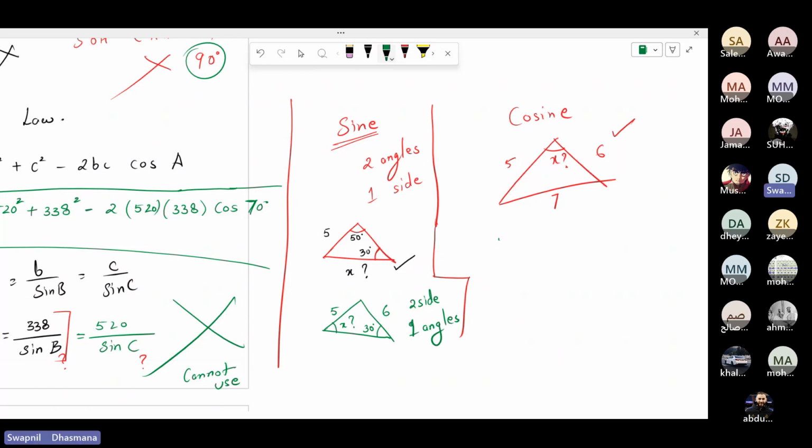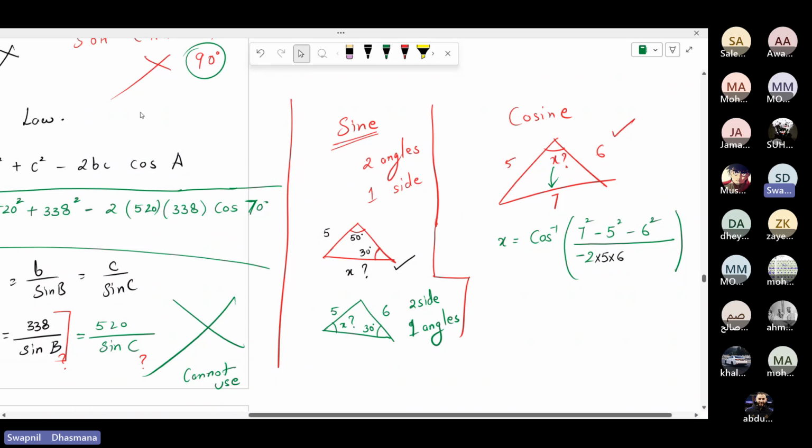I'll tell you a shortcut. You write x equals cosine x. Which side is opposite to x? 7. So first 7 squared, then minus 5 squared, then minus 6 squared, over minus 2 times 5 times 6. If you do this, you will get the answer.